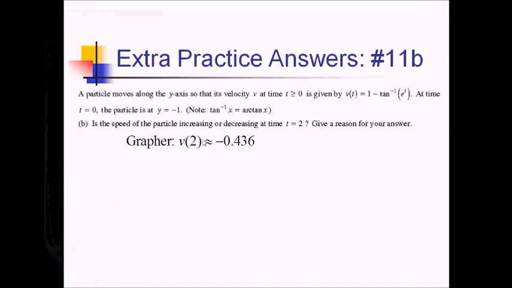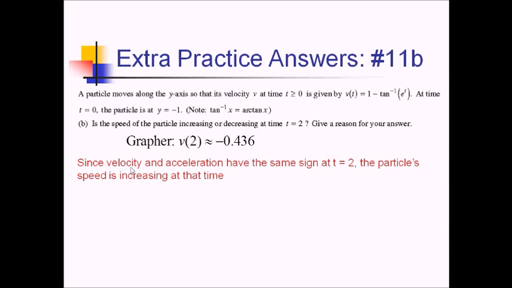So since my velocity is negative and my acceleration is negative, since their signs are the same, since velocity and acceleration have the same sign at t equals 2, the particle speed is increasing at that time. If they agree, we're increasing the speed. If they had had opposite signs, then we would have said the speed was decreasing.